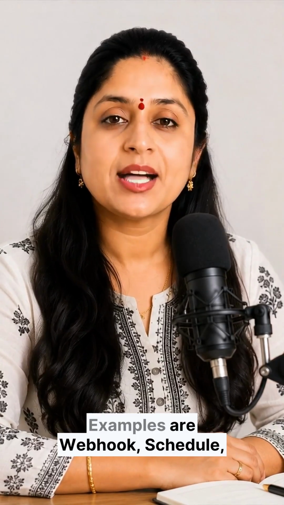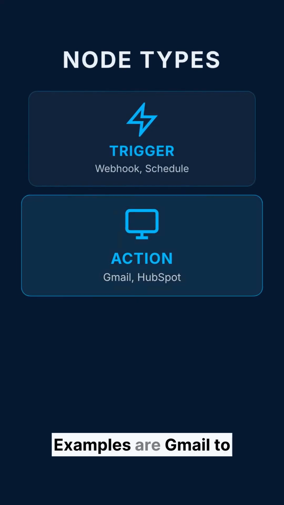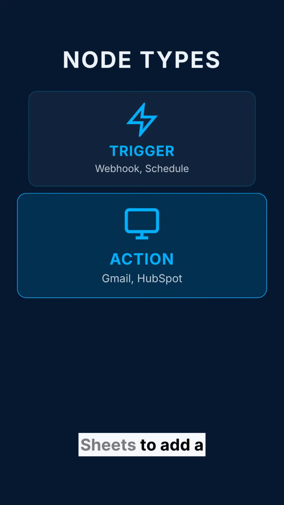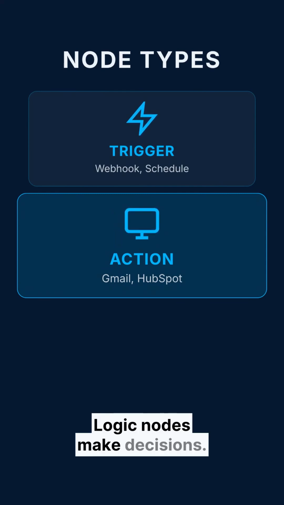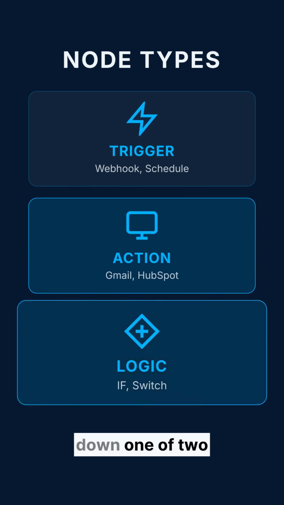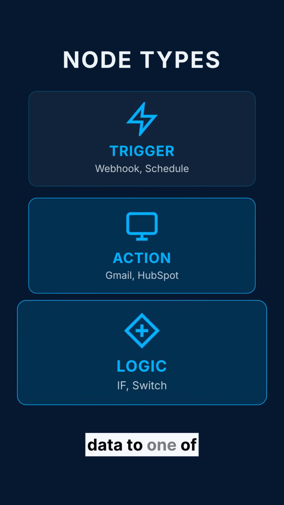Now, let us talk about the kinds of nodes you will use every day. There are 5 node types. Trigger nodes start the workflow. Examples are webhook, schedule, and Gmail trigger. Action nodes do something in an external app. Examples are Gmail to send email, HubSpot to create a contact, Google Sheets to add a row. Logic nodes make decisions. The IF node asks a yes or no question and sends data down one of 2 paths. The switch node routes data to one of many paths based on a value.